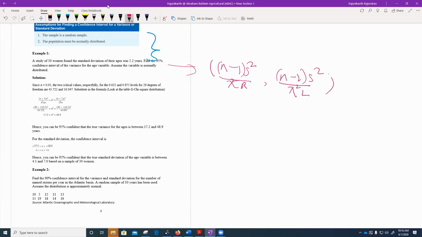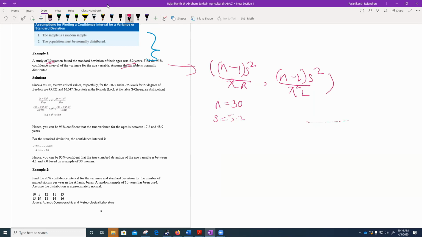What is this 30? Yeah, your sample size. Very good, n is 30. Then what is this 5.2? It's the standard deviation, the sample standard deviation. Very good. Little s, because all these values are coming from your sample. So little s is 5.2. We now know these two, and the only thing left is to figure out the chi-squared right and left.